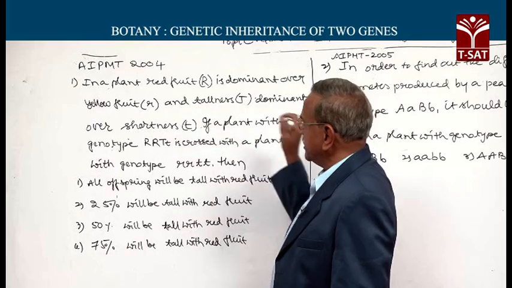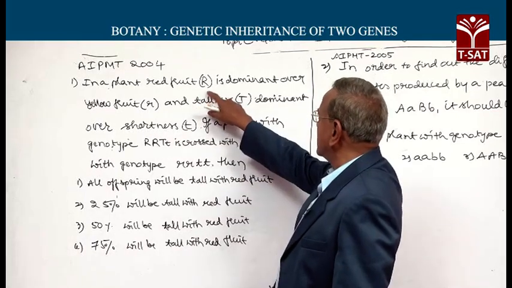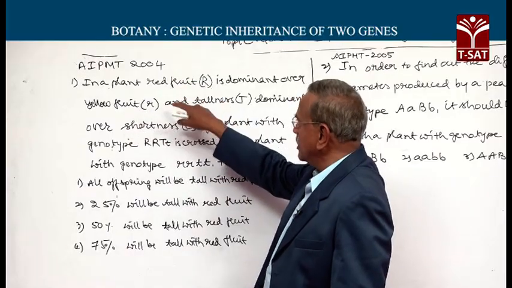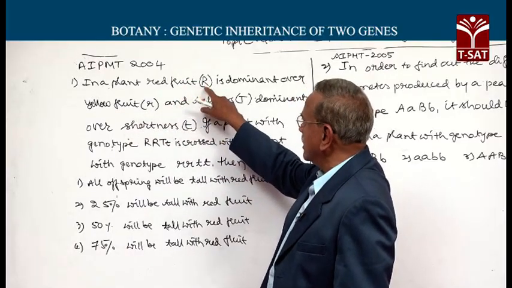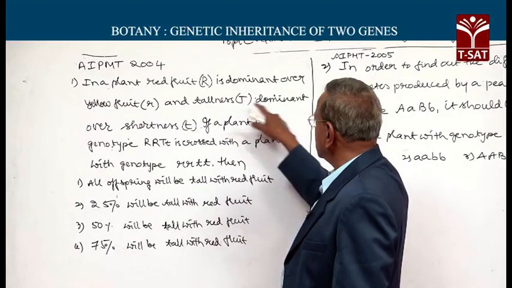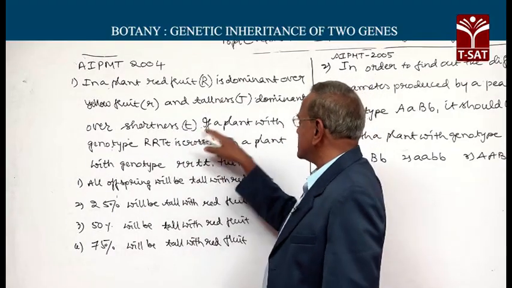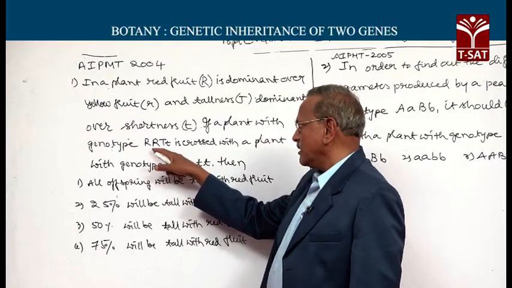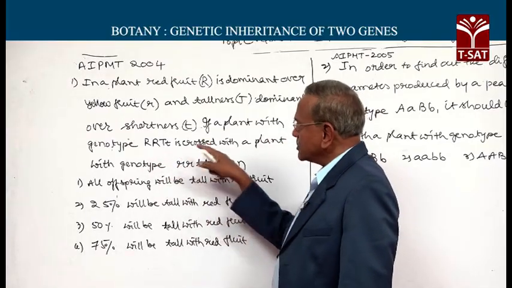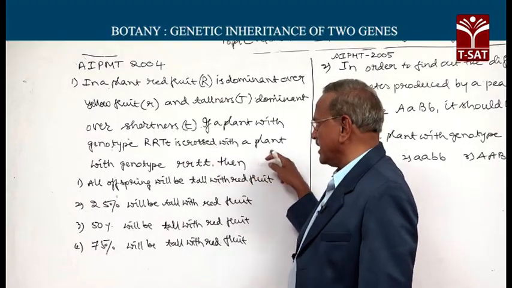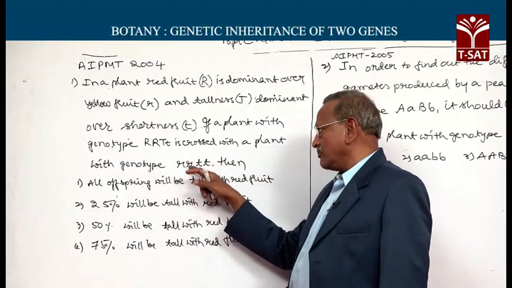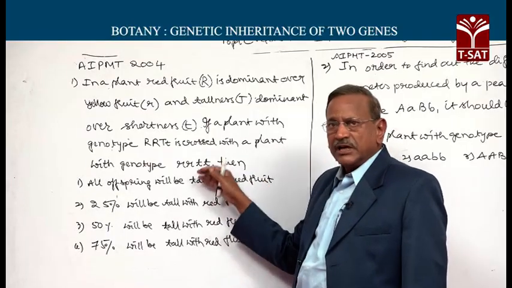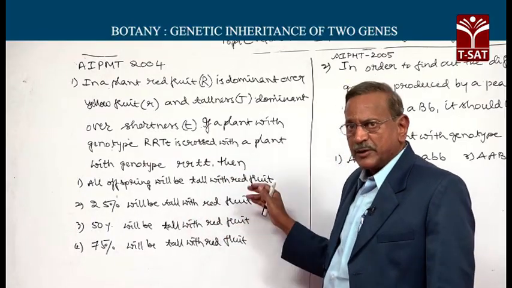This is the question. In a plant, red fruit color is dominant over yellow fruit, so red is dominant over yellow, capital R and small r, and tallness is dominant over shortness, capital T, small t. If a plant with genotype capital R, capital T, small t is crossed with a plant with genotype capital R, small t, then what is the possible progeny?